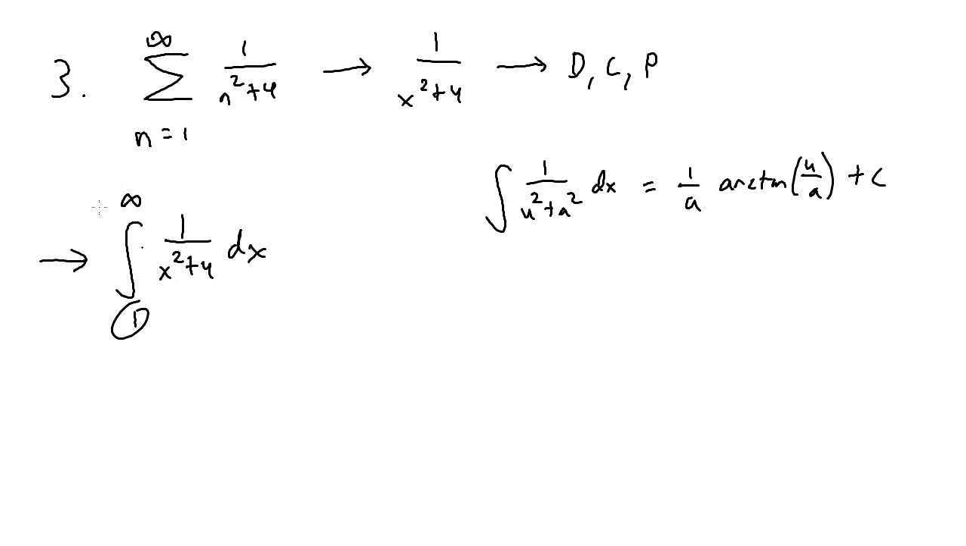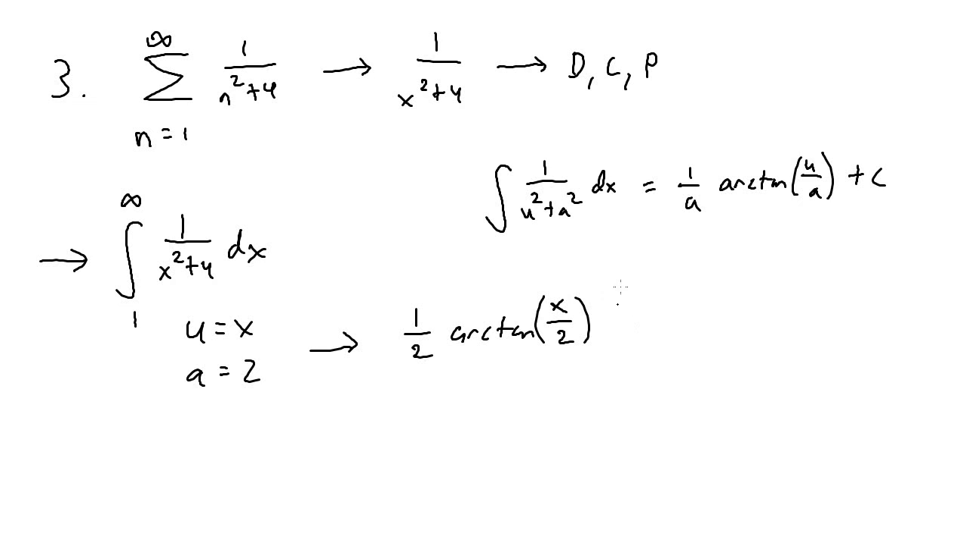And since this is a definite integral, we don't need the plus c, but we do need the 1 over a arctangent of u over a. So if x squared is our u squared, then u is going to be equal to x, and if 4 is a squared, then a is going to be equal to the square root of 4, or 2. So to evaluate this integral, we get 1 over a, so 1 over 2 arctangent of u over a, so x over 2. And then we're going from the bounds 1 to infinity.